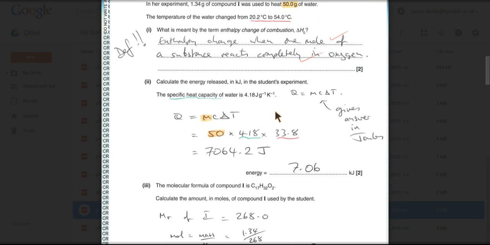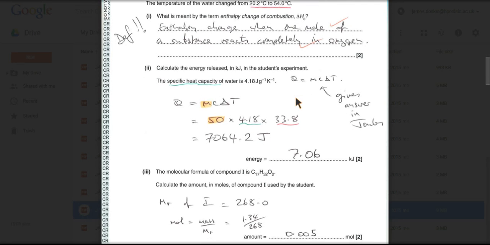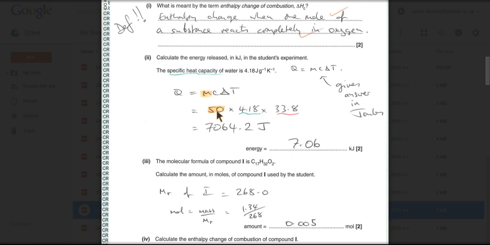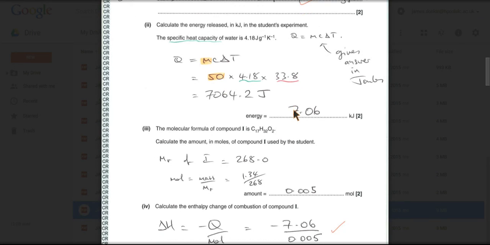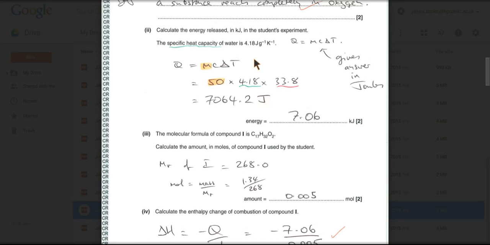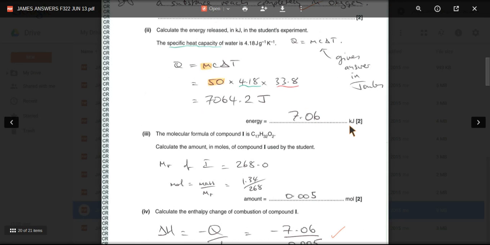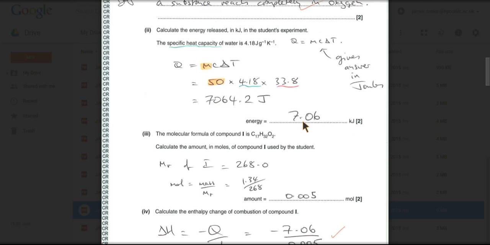Calculate the energy released in kilojoules in the student's experiment. So it's just the mc delta T part here we need. So m, the mass of water, was 50. c, specific heat capacity of water, is 4.18. And the temperature change, the delta T, came out at 33.8. That gives you that many joules. Remember, this comes out in joules, but they want the answer in kilojoules. So we're going to divide this by 1,000. So knock the decimal point back, 7.06 kilojoules.